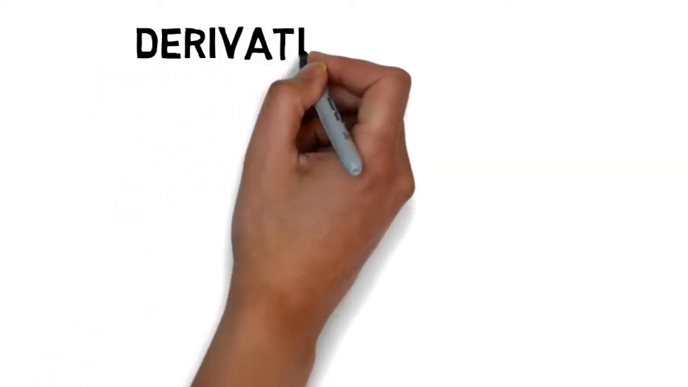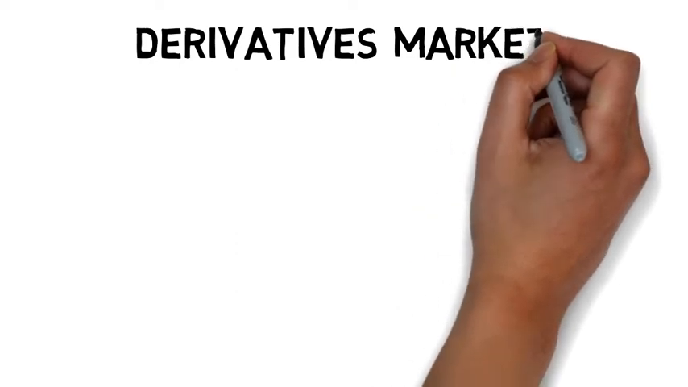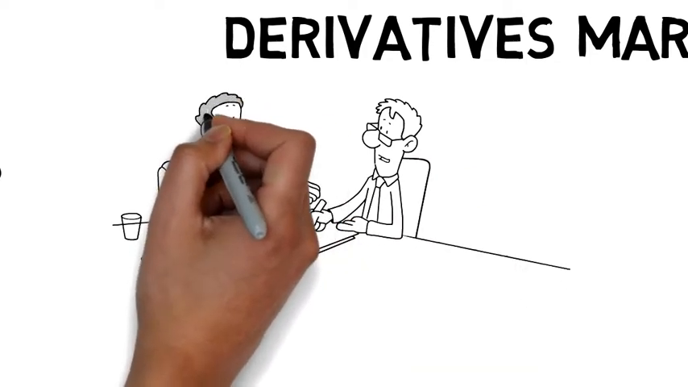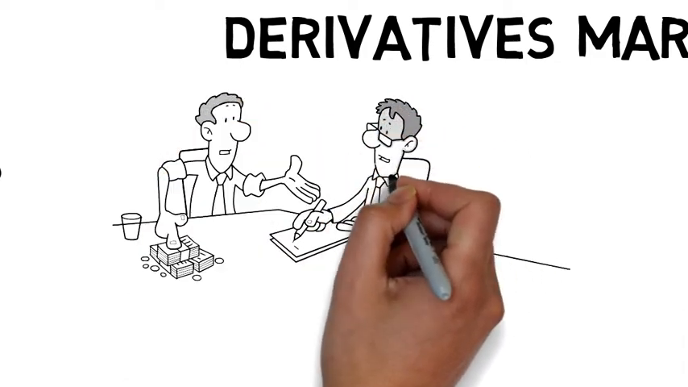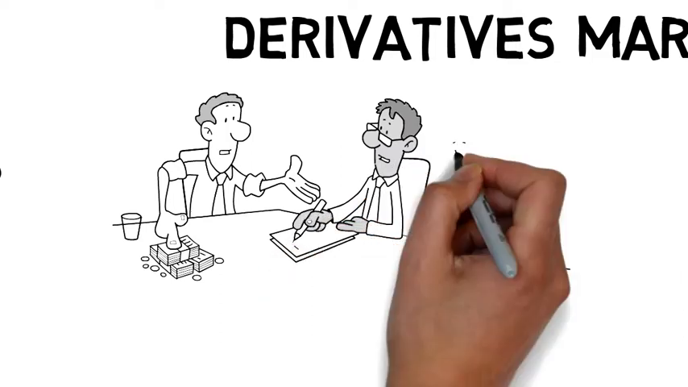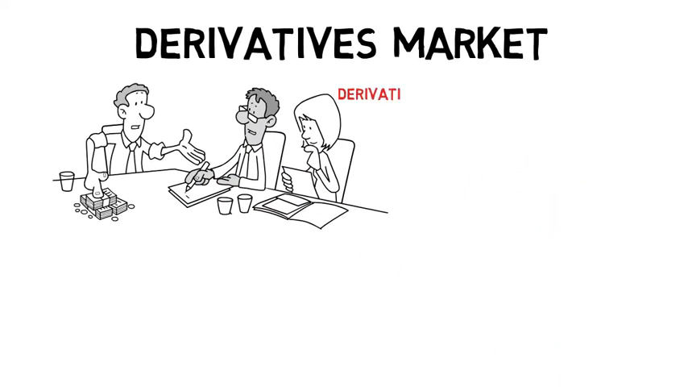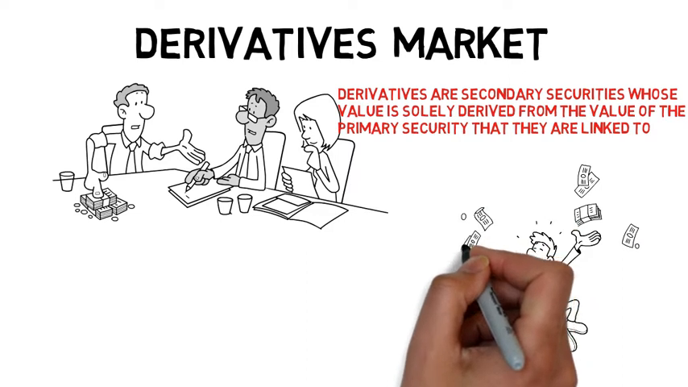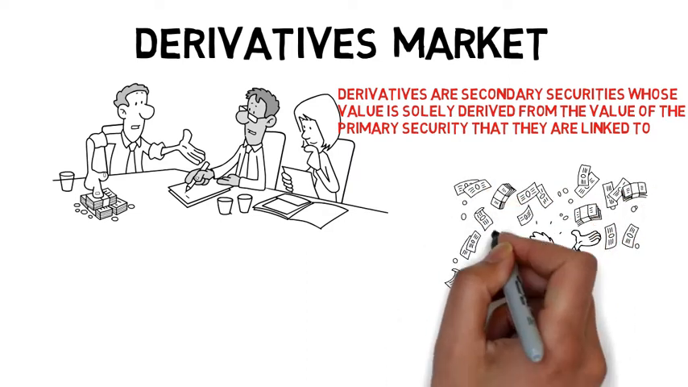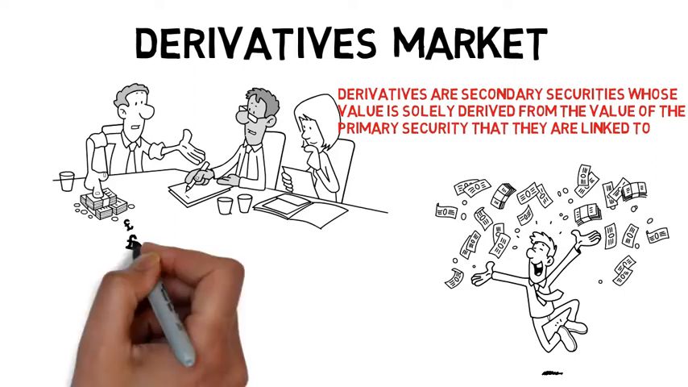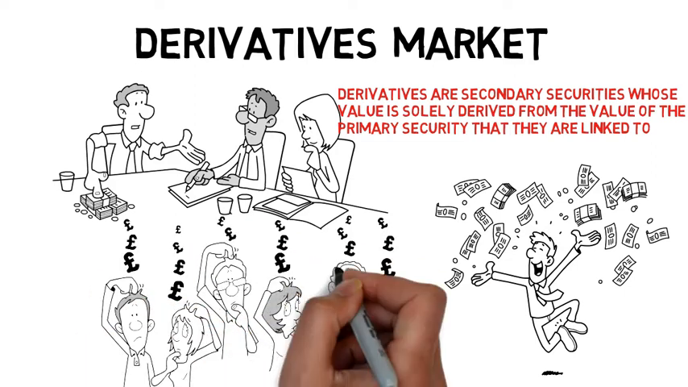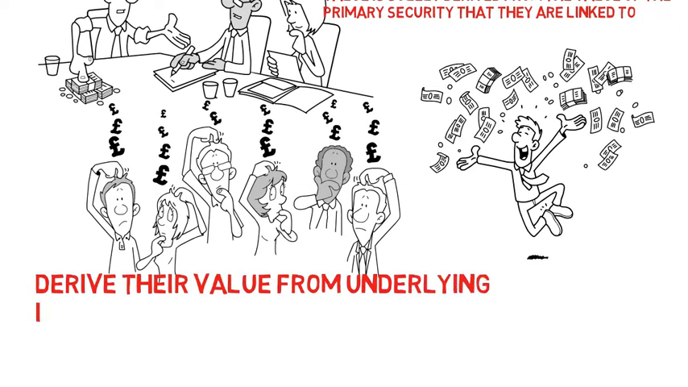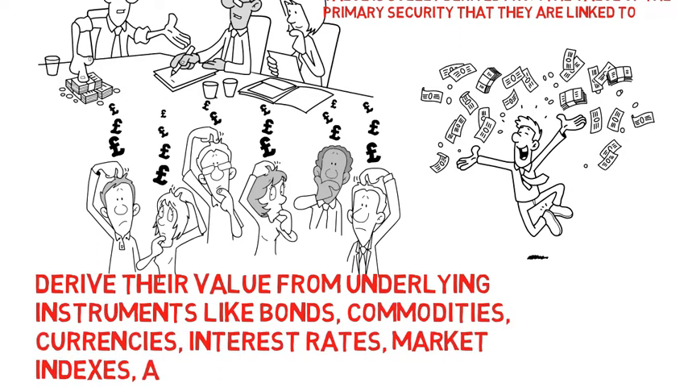Derivatives market. A derivative is a contract between two or more parties whose value is based on an agreed upon underlying financial asset, like a security, or a set of assets like an index. Derivatives are secondary securities whose value is solely derived from the value of the primary securities that they are linked to. In and of themselves, derivatives are worthless. Rather than trading stocks directly, a derivative market trades in futures and options contracts and other advanced financial products that derive their values from underlying instruments like bonds, commodities, currencies, interest rates, market indices, and stocks.